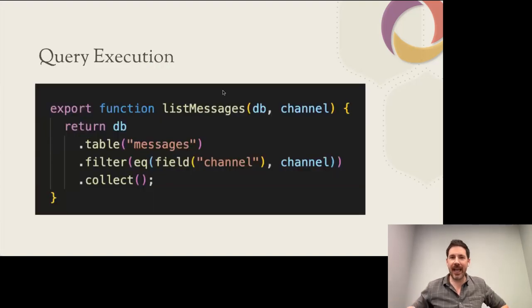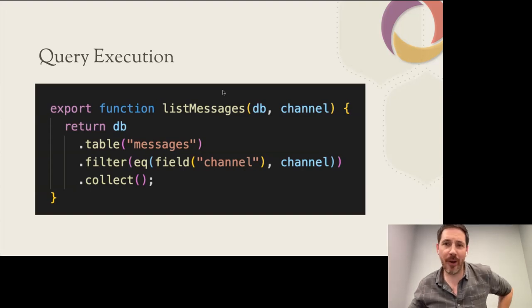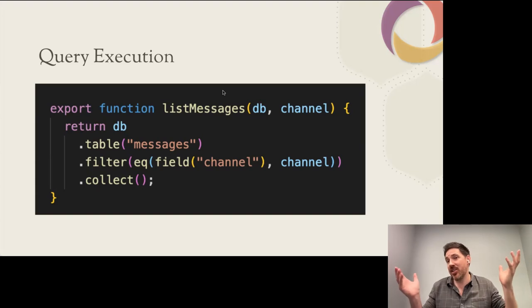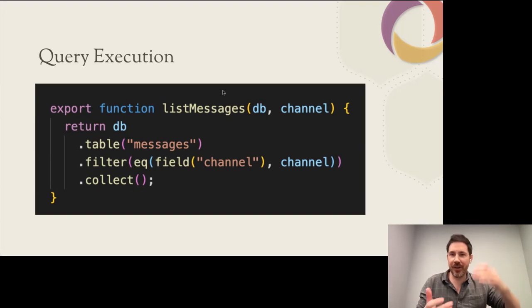So we look at this query again. This is that original query I showed you, the list messages query. This is a query that will show you basically all the messages in a chat channel. And this query, as I said, could contain thousands of lines of code. But most importantly, whenever it calls db.whatever, that's a call that breaks out of V8 and issues instructions to our transaction coordinator.